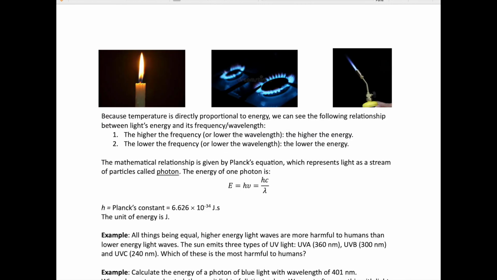Of course, wavelength is inversely proportional to frequency, so that if the frequency is higher, the wavelength is going to be lower, and so those both lead to a higher energy light. The lower frequency or a longer wavelength then lead to the lower energy light. This relationship you can write mathematically, called Planck's equation.